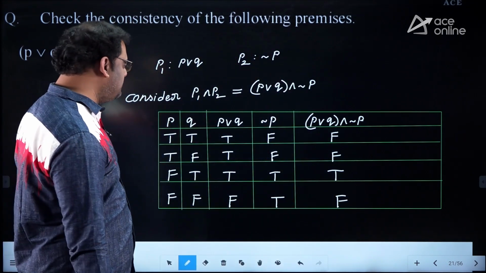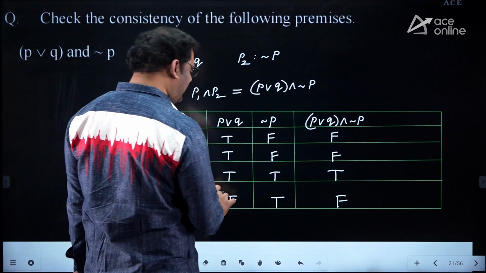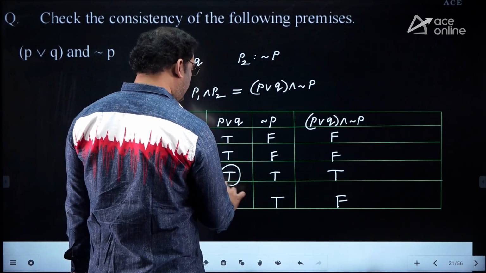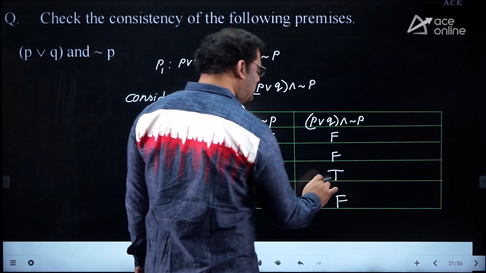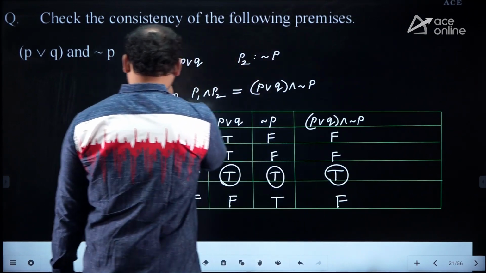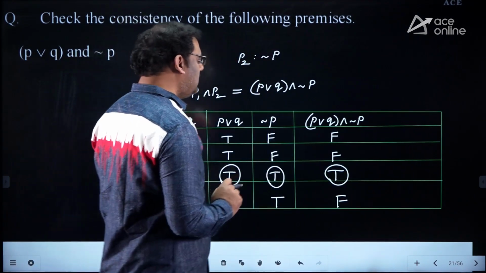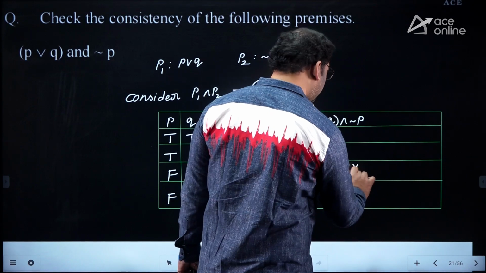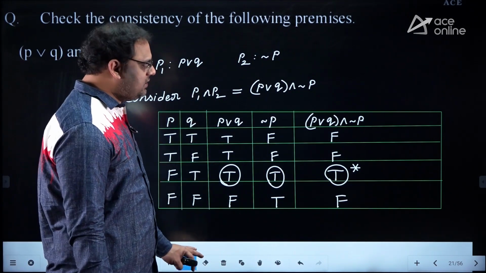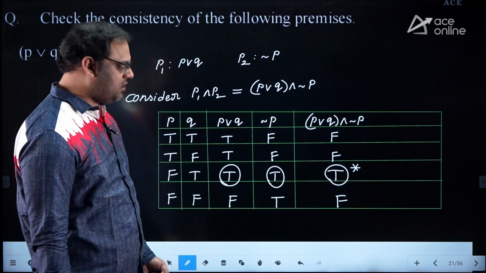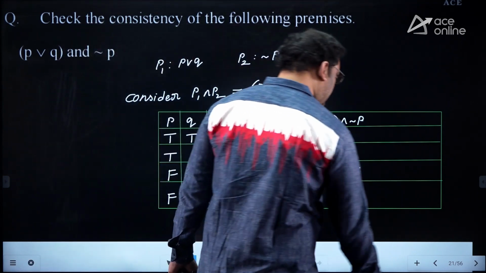Yes, my dear, when you observe the premises P OR Q available here and negation P available here, if both are true, the result is going to be true. That means the conjunction of the premises consists of at least one true case. If it is true at least one time, that is enough. It can lead to some conclusion, isn't it?